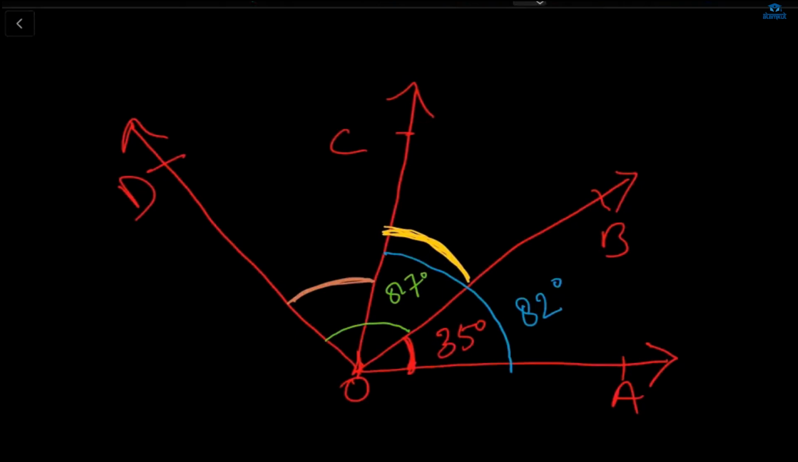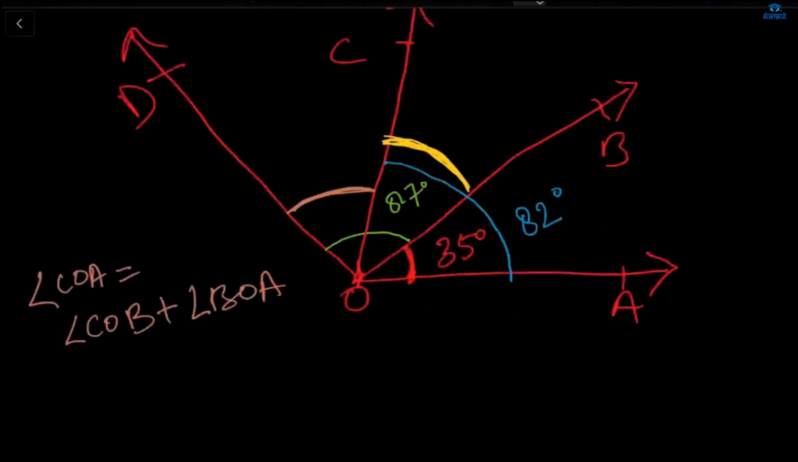Now, if you are finding COB, angle COA is equal to angle COB plus angle BOA, or not? Everybody, just check the diagram. Angle COA is equal to angle COB plus BOA, or not? See what I have written. Angle COA, the blue angle that is 82, will be equal to the yellow one and the red one, that is COB plus BOA.